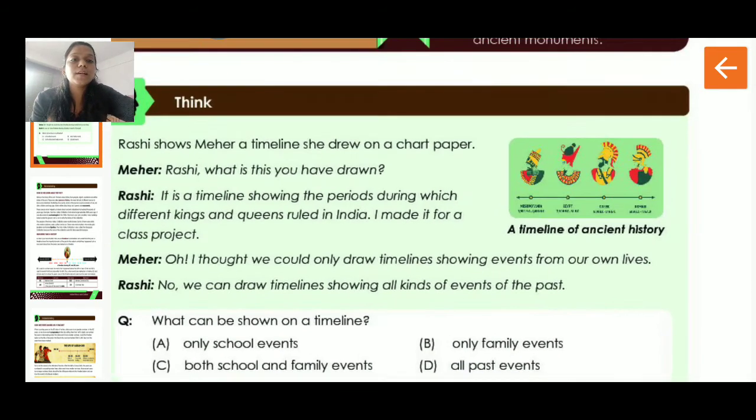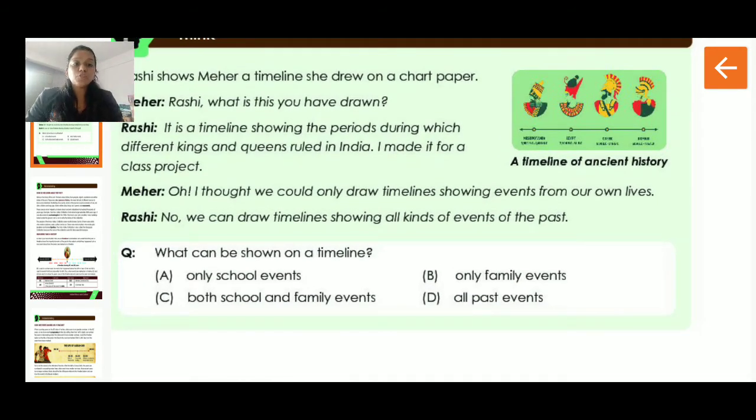So one question is asked to you: what can be shown on a timeline? Only school events, only family events, both school and family events, or all past events? Most probably past events are shown. A timeline is very important for showing past events. So you can show all past events on a timeline, okay? Because it makes it easy to show what happened in the past step by step, right?